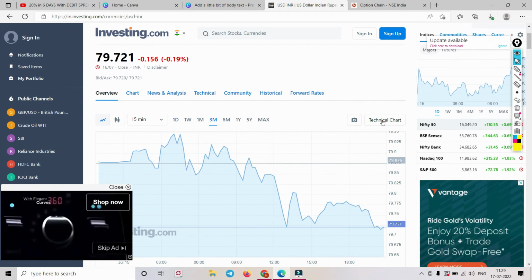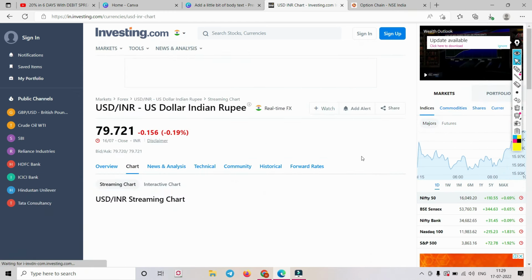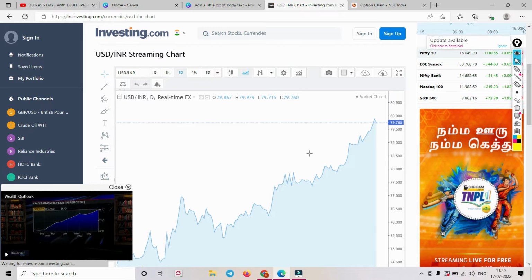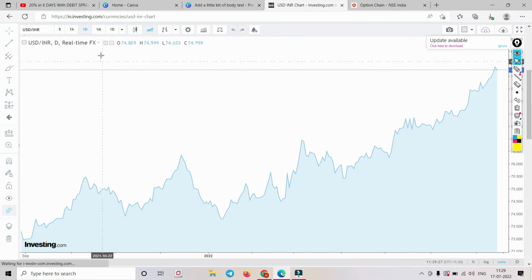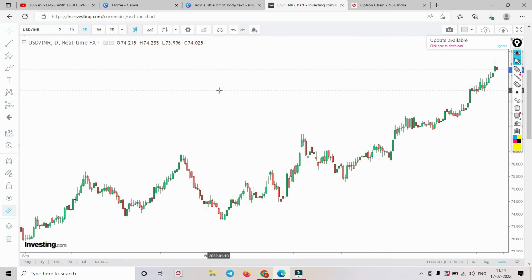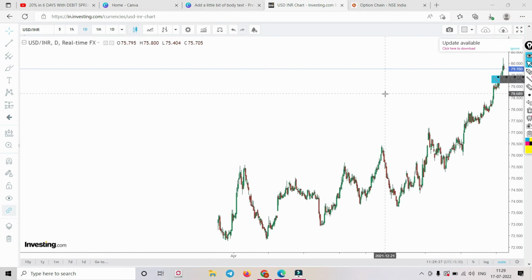You have to click on this technical chart button. Then this will open a new page, right? Then click on this expand view. That's it. Now this is your USDINR, but this is not in candlestick format, so you have to click on this one, click on the candle. That's it friends, so you're done with the USDINR. This is your USDINR chart.